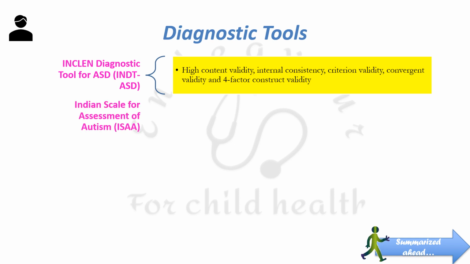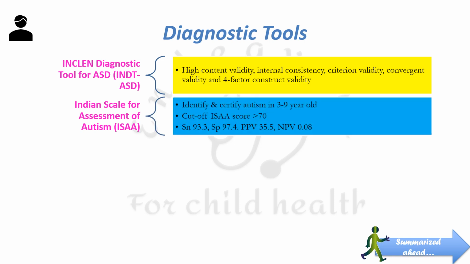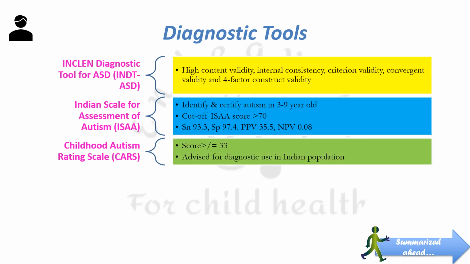Then the Indian Scale for Assessment of Autism. A cutoff score of more than 70 is considered to be positive. It basically helps in identifying and certifying autism in 3 to 9-year-old kids. It has high sensitivity, specificity, and good positive predictive value. Childhood Autism Rating Scale. It has a cutoff score of greater than or equal to 33, and has high sensitivity and specificity. It is advised for diagnostic use in the Indian population.